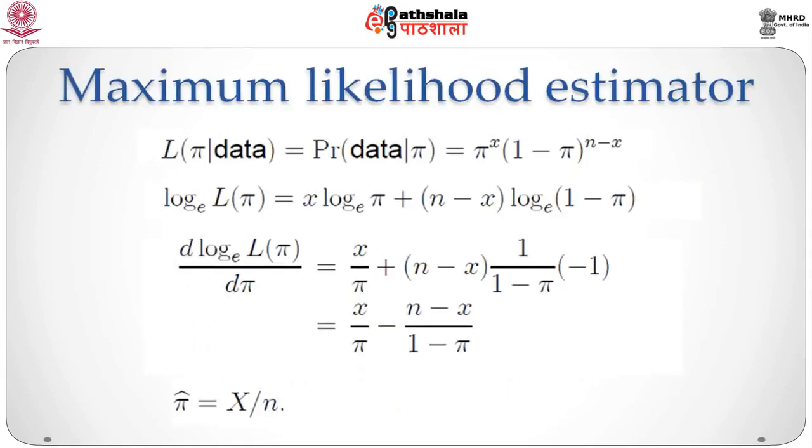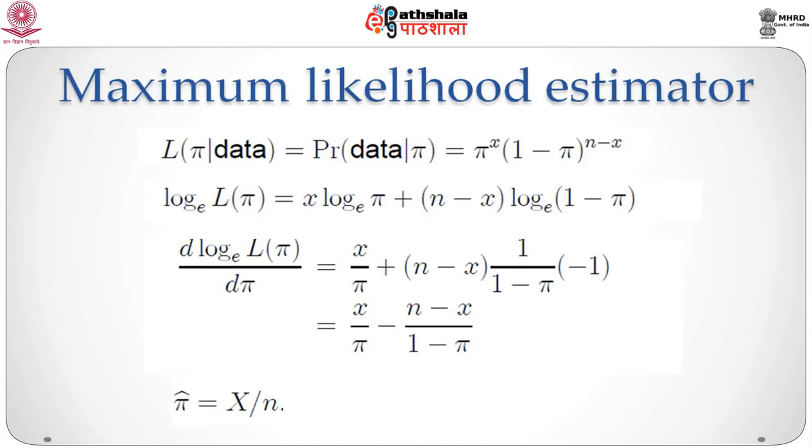More generally, the likelihood of the data is given by L of pi conditional on the data is equal to pi to the power x into 1 minus pi to the power n minus x, where we assume that we have observed x successes. The log likelihood function is given by log L of pi equal to x log pi plus n minus x times log of 1 minus pi. The score function is given by d log L of pi by d pi equal to x over pi plus n minus x into 1 over 1 minus pi into minus 1, equal to x over pi minus n minus x over 1 minus pi, and setting this equal to 0 we get pi hat equal to x over n.